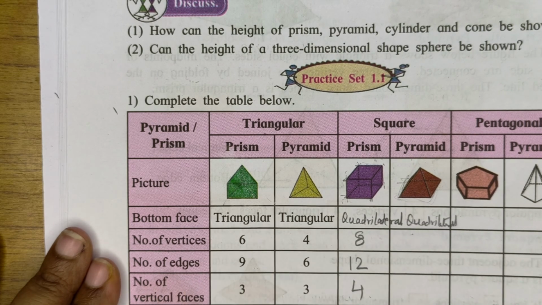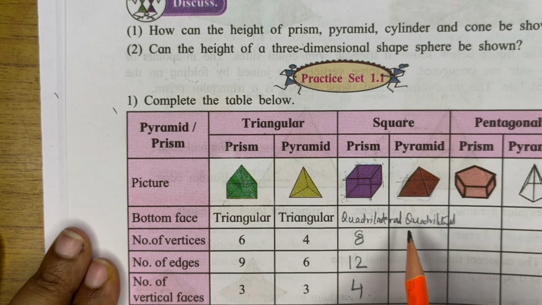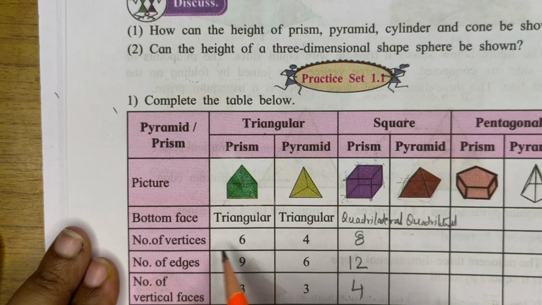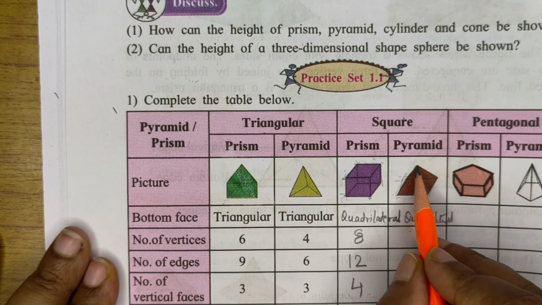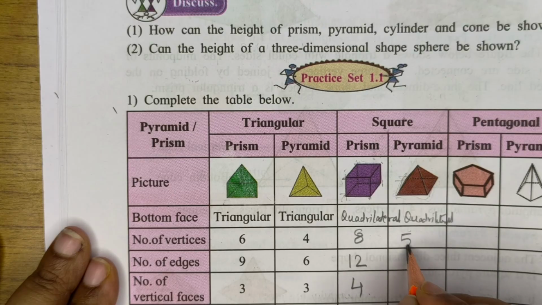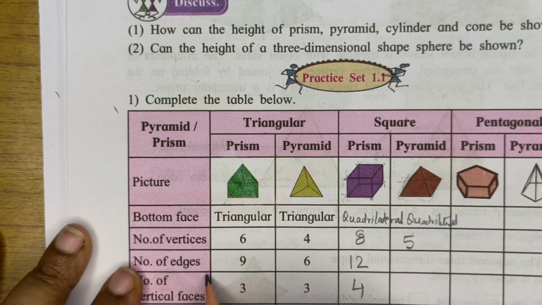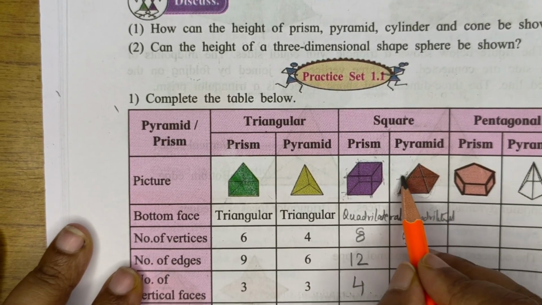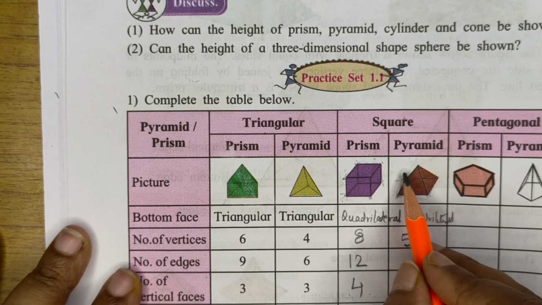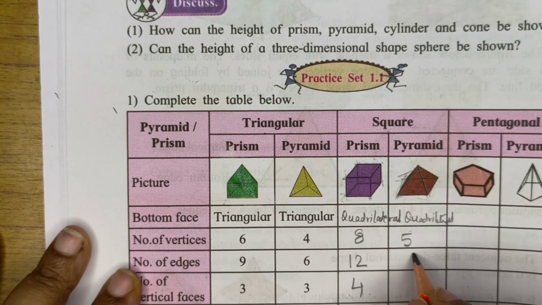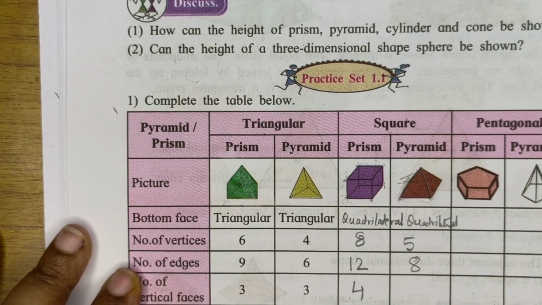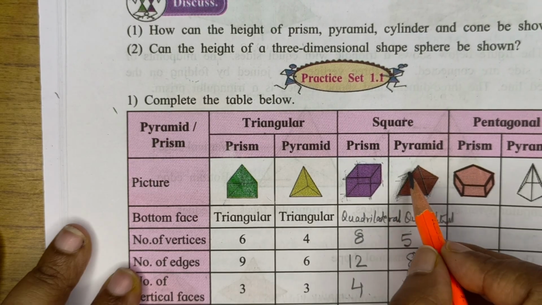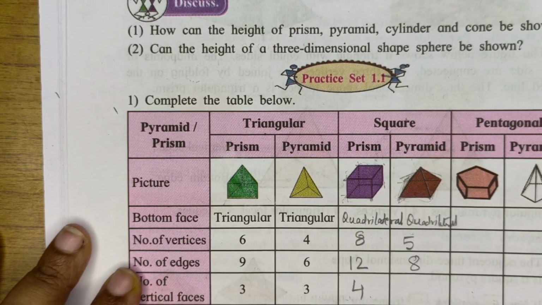Number of vertices. What are the vertices? Now see your vertices, the corners 1, 2, 3, 4 and on top you have 1. So that means 5. After that number of edges. Edges 1, 2, 3, 4 and 5, 6, 7, 8. That means you have 8. In the square pyramid I had explained that 1, 2, 3, 4, 5, 6, 7, 8.